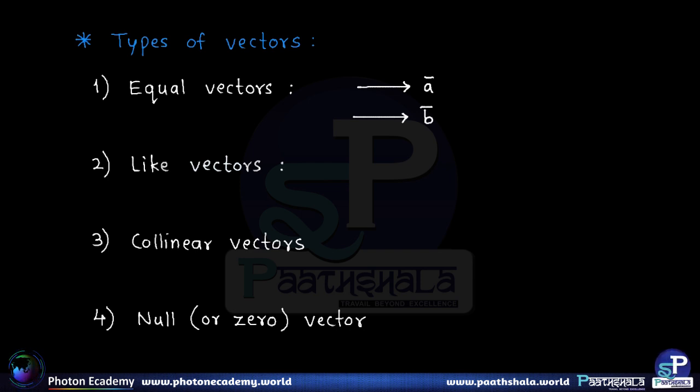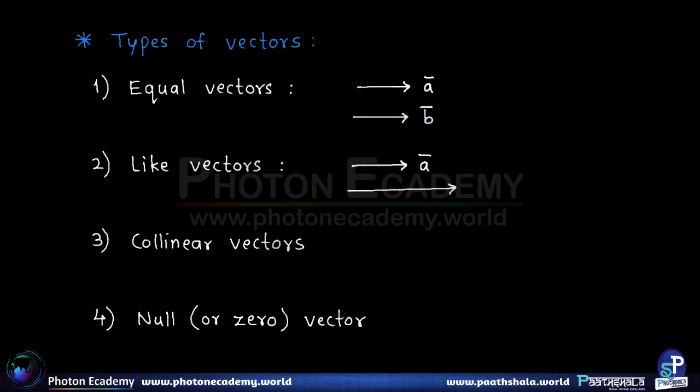Now in case of like vectors, it just means that their directions are the same. Right? They may or may not have the same magnitude. So as a general example, you can have A bar like this and B bar like this. So A bar and B bar are like vectors because they are pointing in the same direction.